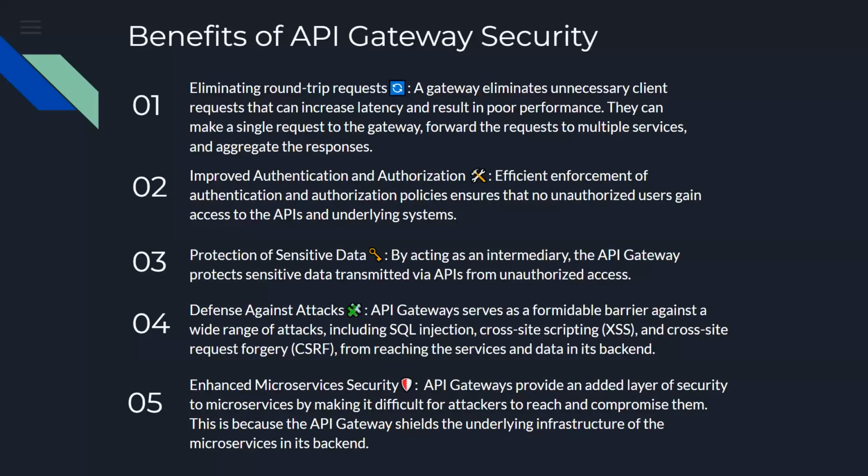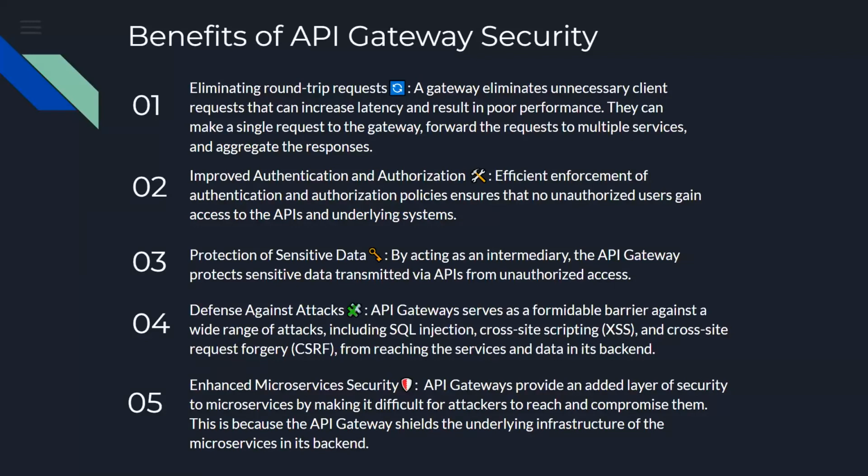And that is why we see applications having the database shutting down. Okay, yeah, we say the servers are down and all. So some of the benefits of an API gateway are elimination of these round trip requests, improved authentication and authorization. Abigail and George have already made you aware of what authentication and authorization are. So API gateways provide an efficient enforcement of authentication and authorization policies to ensure that no unauthorized users gain access to the API and the underlying mechanisms.